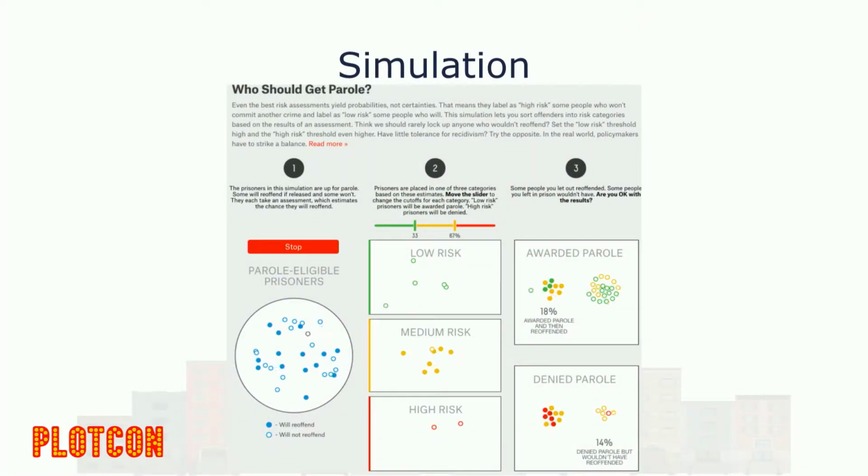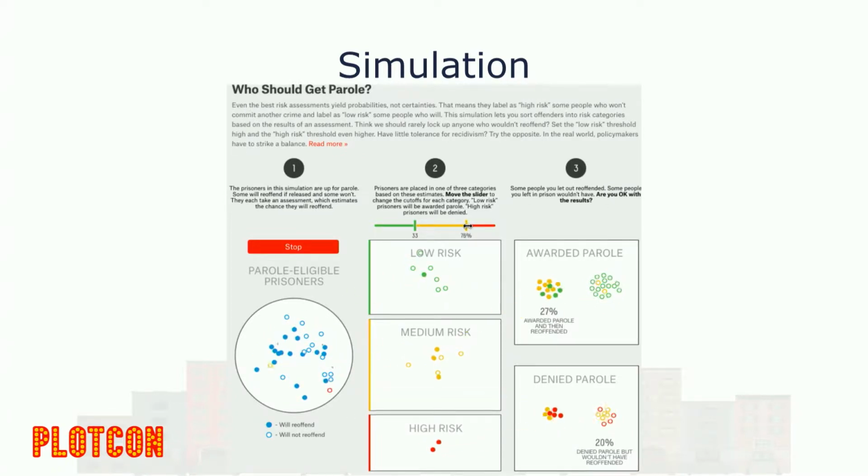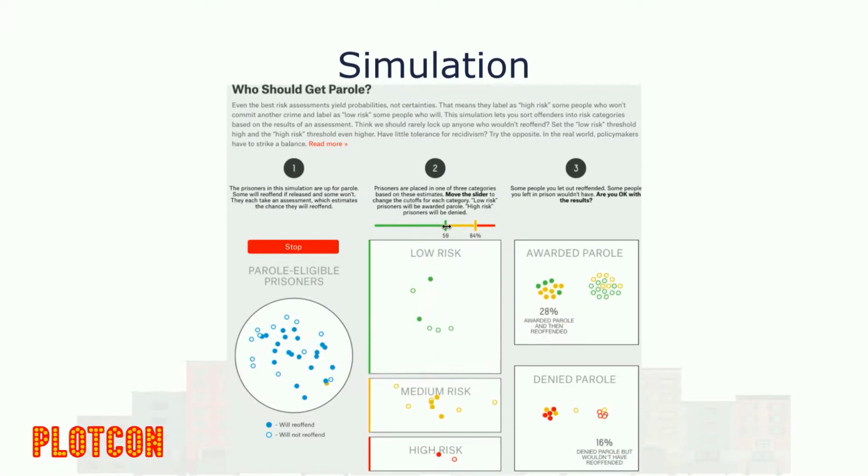On the left, in the petri dish looking thing, is the prison population. They're assigned a low, medium, or high risk score of whether or not they'll commit a crime again. Based on that, they're either awarded parole or they're not. Of course, some of them who are awarded parole will recommit a crime, and some of them who weren't awarded parole wouldn't have committed a crime, so they're wrongly kept without parole in that case.